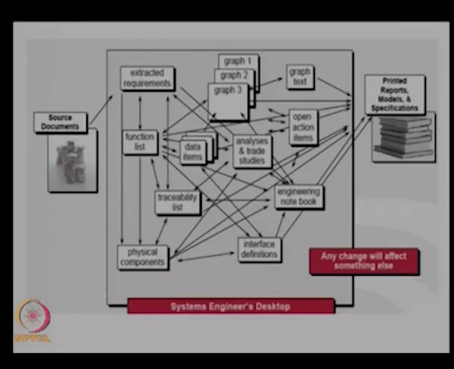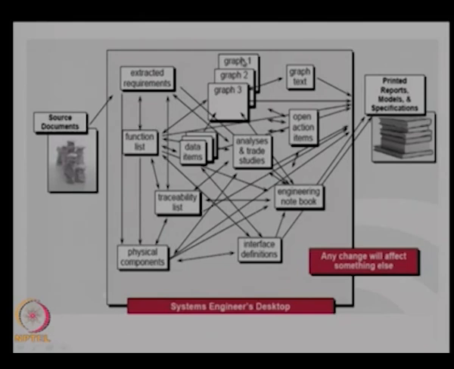As you can see, on the system engineer's desktop, there are a lot of things. He has the source documents from where he will extract the requirements, and then based on these requirements he will find out the function list and then the physical components. For the physical components you need to have traceability, and the traceability will go back to function, and then from the function it will go to the requirements. Similarly there are different data items and interface definitions. When you have physical components, there will be a lot of interfaces between components. So you need to define these interfaces, again coming from the function and the data items.